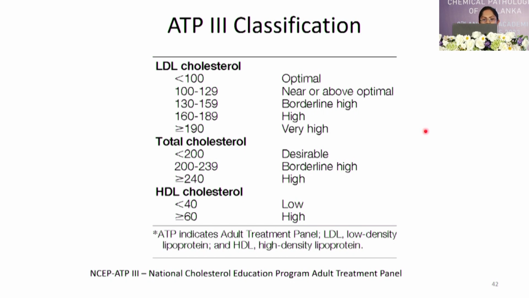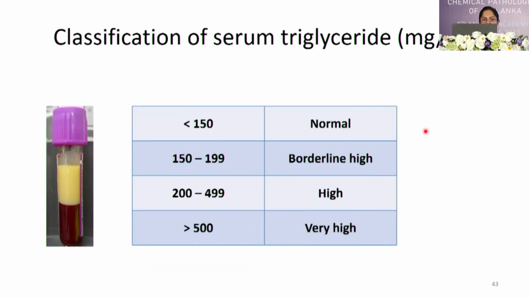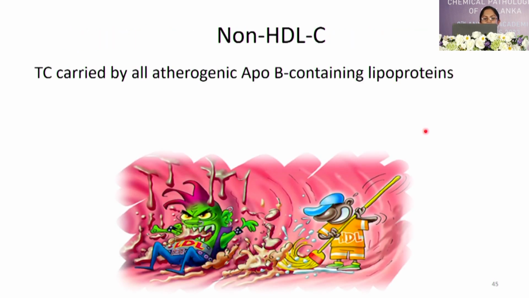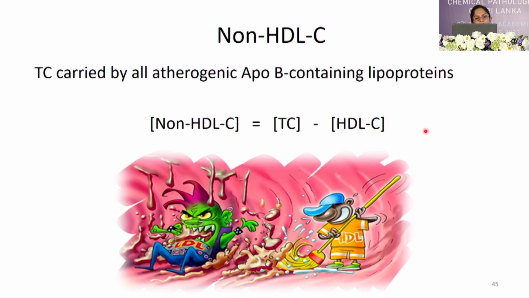So this is the usual interpretative levels we use day by day. And this is our non-HDL cholesterol. As I told you, we take it by measuring total cholesterol, and then we subtract HDL cholesterol and take the non-HDL cholesterol, which contains all the atherogenic lipoprotein particles. So it represents the cardiovascular risk better than LDL cholesterol alone.